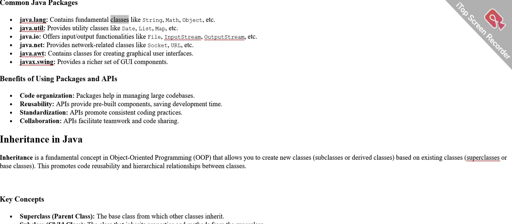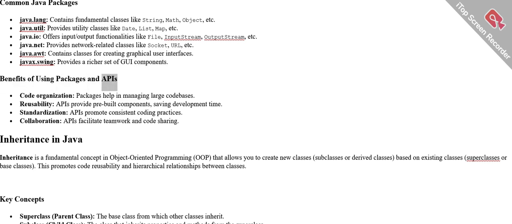Java.lang contains fundamental classes like String, Math, Object, etc. Java.util provides utility classes like Date, List, Map, etc. Java.io offers input/output functionalities like File, InputStream, OutputStream, etc. Java.net provides network-related classes like Socket, URL, etc. Java.awt contains classes for creating graphical user interfaces. Javax.swing provides a richer set of GUI components.